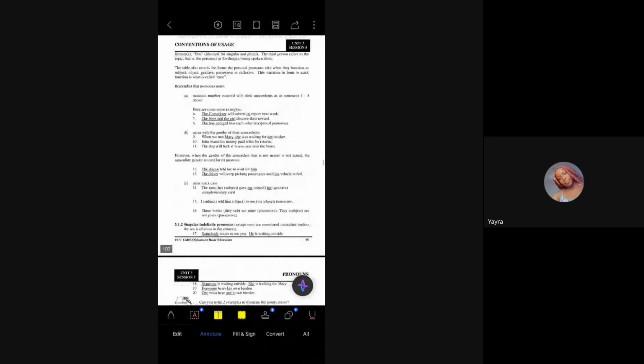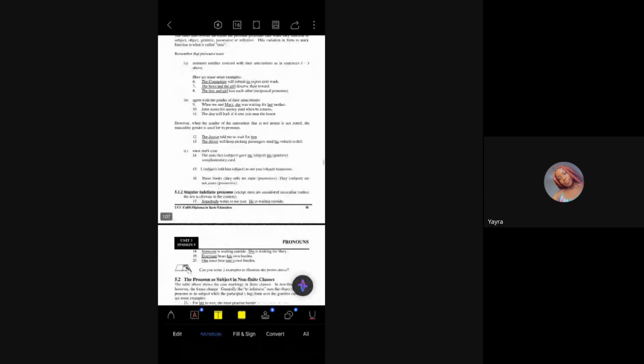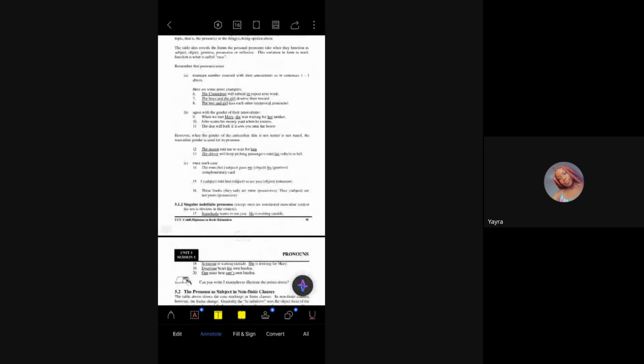So this one is just about sentences with their antecedents. The committee will submit its report next week. So it here refers to the committee. The boys and the girl deserve their reward. So their is referring to the boys and then the girl. The boy and the girl kiss each other. That is a reciprocal pronoun. So that's that.